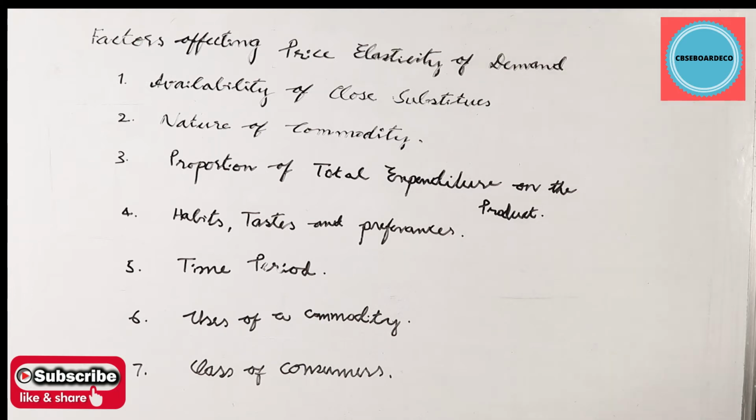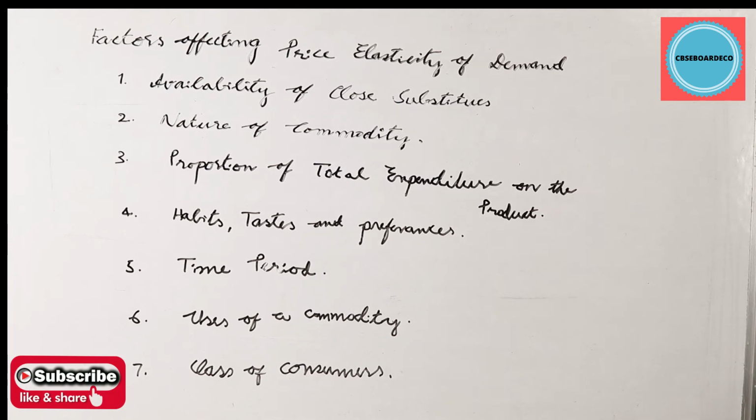For example, soaps, toothpaste, cold drinks. If a commodity has no substitutes, it has inelastic demand. People have to buy it. For example, salt. Nature of the commodity: luxury goods always have elastic demand, like cars, LCD TVs, mobile phones. Proportion of total expenditure. If your total expenditure is high on a particular commodity, it has elastic demand. This is more or less like a luxury good. If the proportion of total expenditure on a commodity is very small, for example salt, it has inelastic demand.